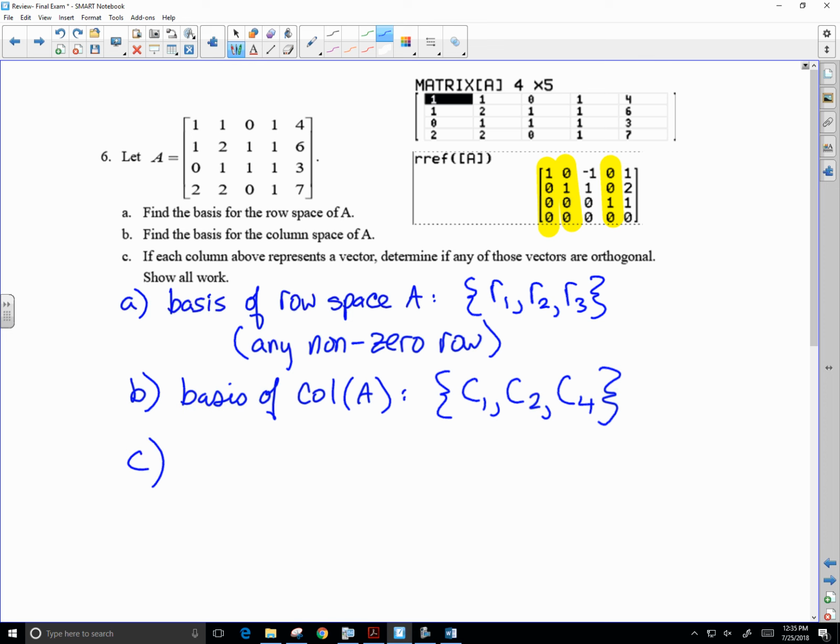Now, part C is actually pretty easy as long as you know what it's asking you for. What it's clearly asking is whether there are orthogonal vectors, but what it's implying is for us to find the dot product between any two vectors and see if the dot product is equal to 0. Okay, that would make them orthogonal.